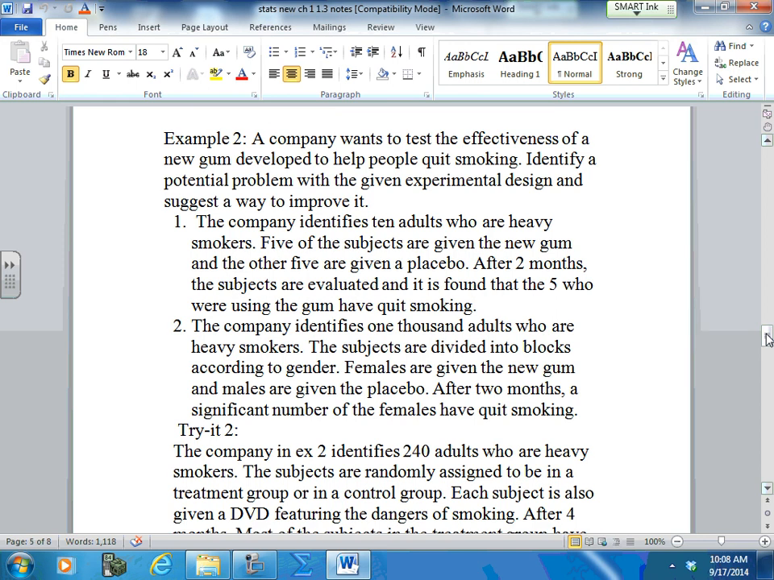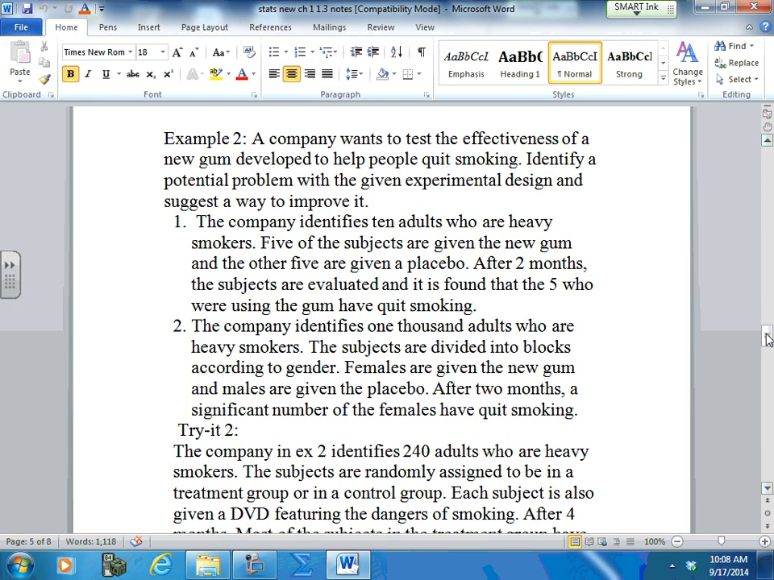So let's take a look at example 2. This way you can kind of see what we're doing here. It's on page 20. A company wants to test the effectiveness of a new gum developed to help people quit smoking. You need to identify a potential problem with the given experimental design, and you need to suggest ways that you can improve that.